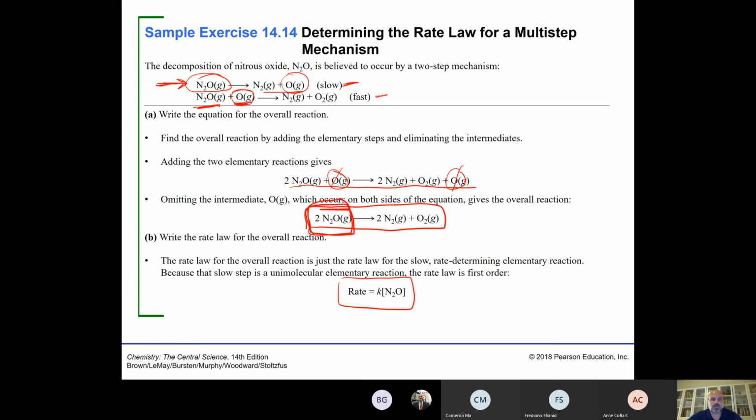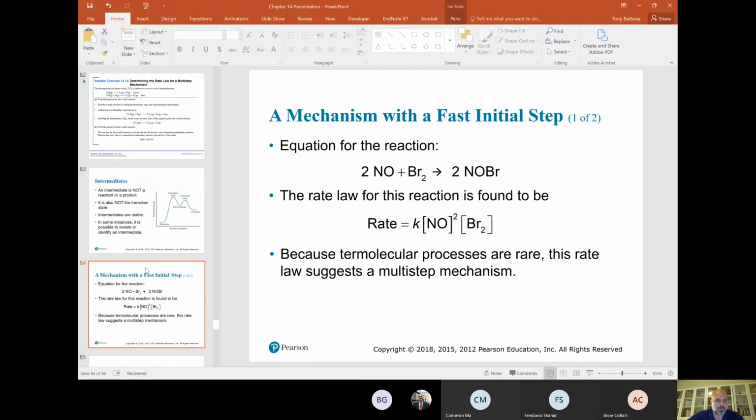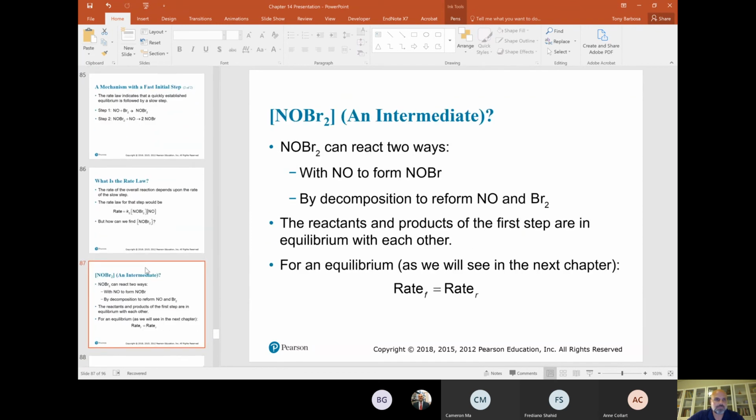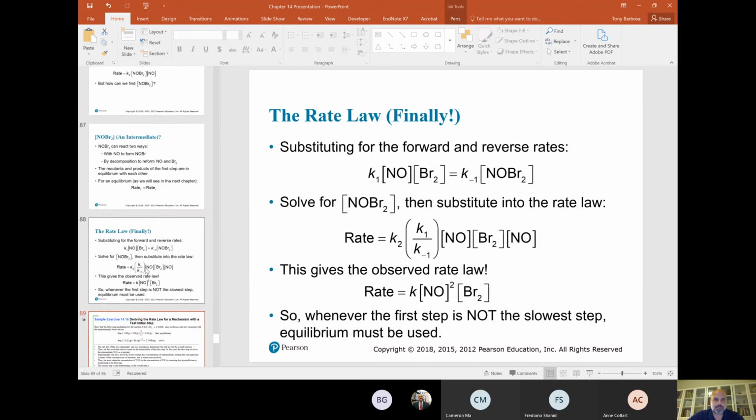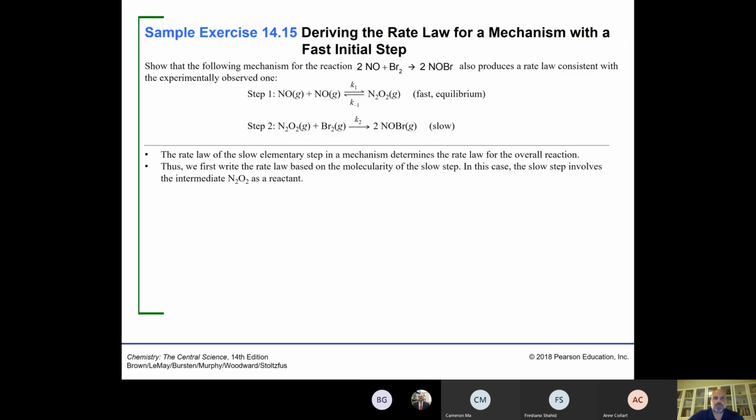Let me go to, no, I'll keep that for a second. Let's go here. So then if I go to the sample here.